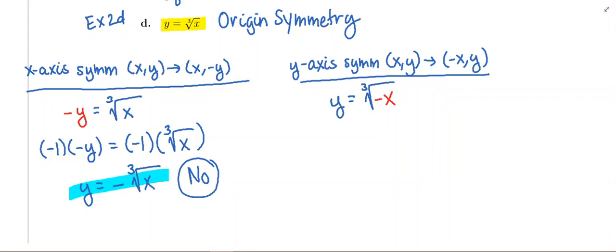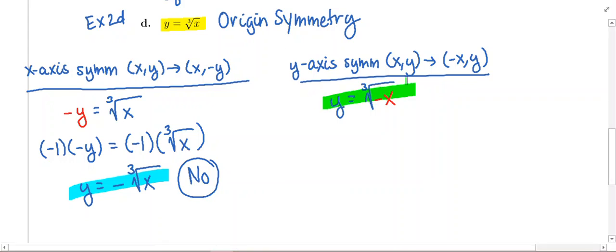You can compare the two for sure. If you compare the green equation to the yellow equation, they're not the same. There's a -x under the cubed root in the green equation, and there's a positive x underneath in the yellow equation. So they are not the same. Since this is not the original equation that we got back, this particular graph is not going to have y-axis symmetry.